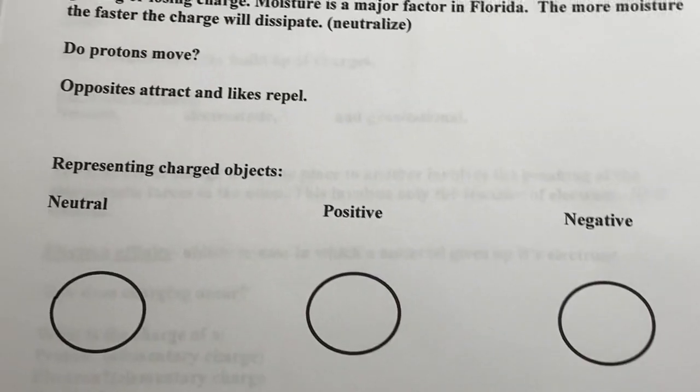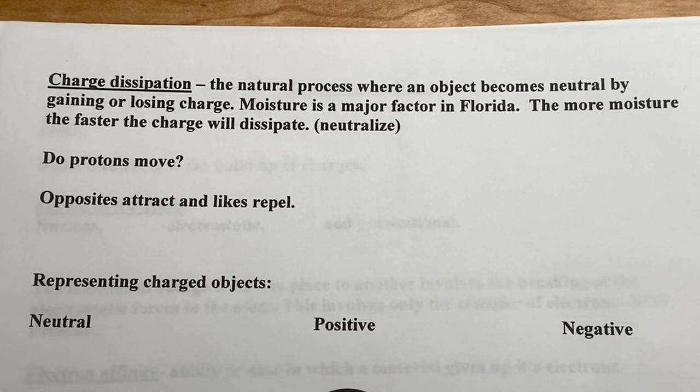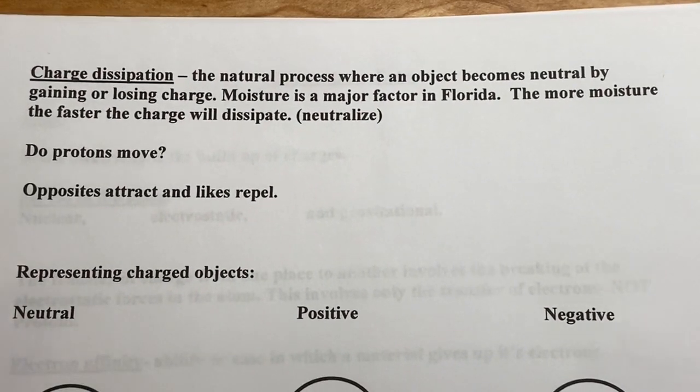All right, so charge dissipation. This is the natural process where the charge wants to neutralize itself. So if something is very positively charged, it will want to take in electrons to neutralize. If it is negatively charged, has extra electrons, it will dissipate them into the atmosphere. Moisture is definitely one of the things that dissipates and helps carry away electricity or static charge, and that's why in Florida we don't get a lot of static.